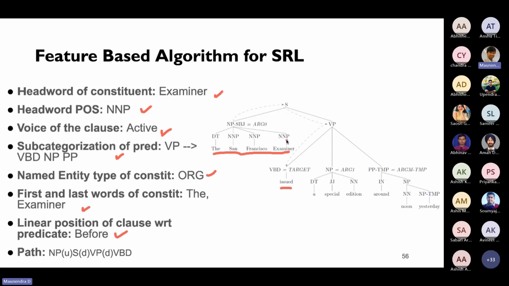So you start with a noun phrase, then you go up. So that is this NP followed by up. Then you reach S. After S, you come down and come to VP, down VP. And after VP, you come down to this VBD. So this is how you can reach from this Examiner to this predicate. So all these things can be considered as features, and they can be vectorized in some manner. And an algorithm can then tell you what is the role of this.